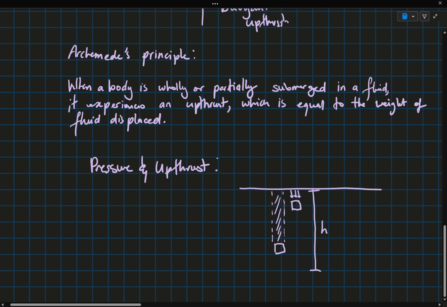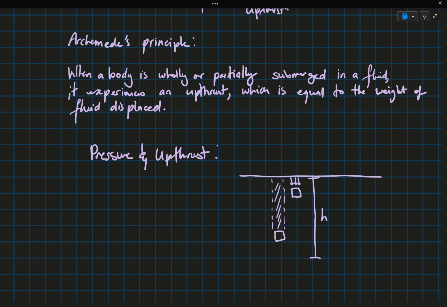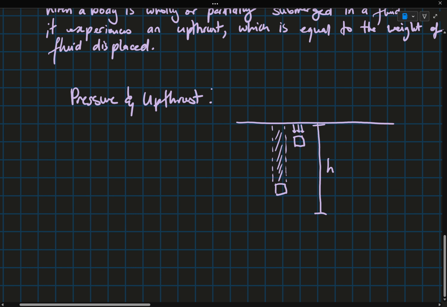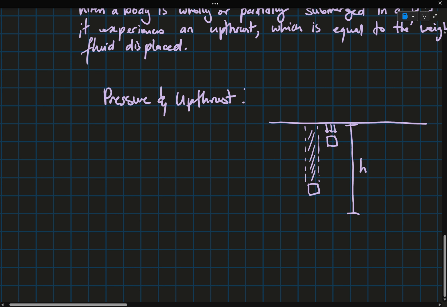The pressure exerted at a particular depth H in a fluid of density rho, that's what we're looking at. That relationship is given by this. So the pressure is equal to rho g h, right? Something that we've seen before in CSEC.